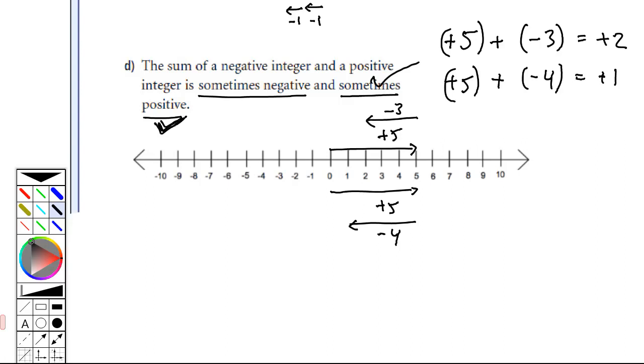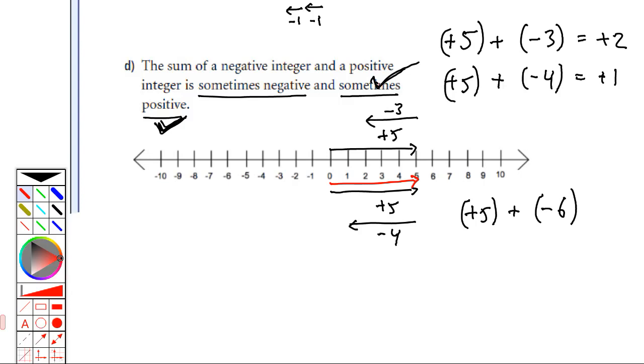Sometimes it's positive, right here. Let's see if we can get a negative. Well, we're getting smaller, so I think I'm going to try this down below. We'll stick with positive 5, plus 5, and we will add a bigger number. Let's try minus 6. So in this case, and I'll do this in red, we'll do positive 5. Now we're going to have to do adding negative 6.